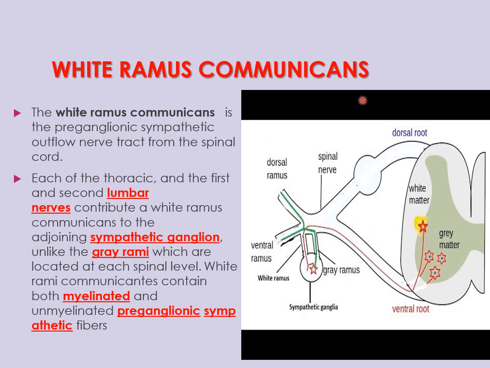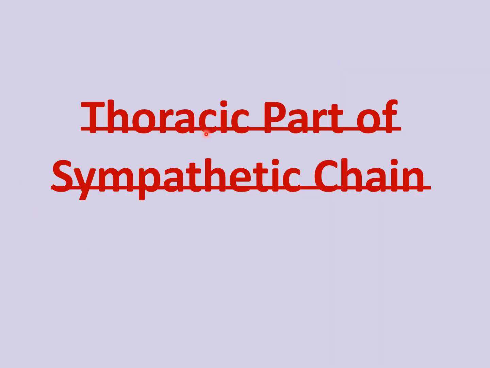Now what is this white ramus communicans? The white ramus communicans is a preganglionic sympathetic outflow nerve tract from the spinal cord. Each of the thoracic and first and second lumbar nerves contribute a white ramus communicans to the adjoining sympathetic ganglia. Unlike the gray rami, which are located at each spinal level, white rami communicantes contain both myelinated and unmyelinated preganglionic sympathetic fibers. Now coming to the actual topic, the thoracic part of the sympathetic chain.